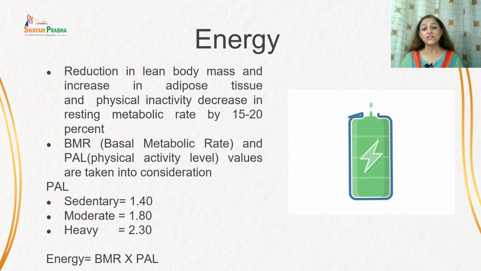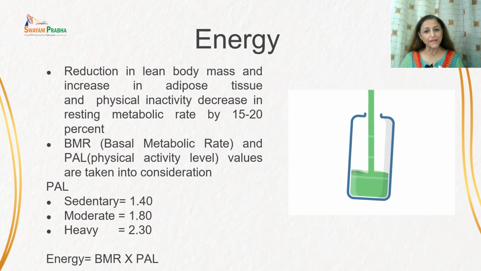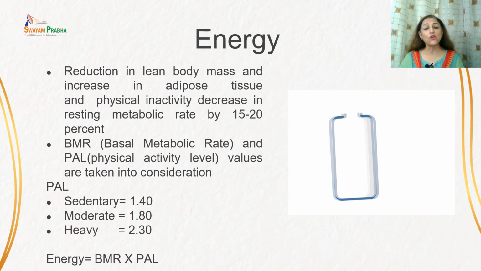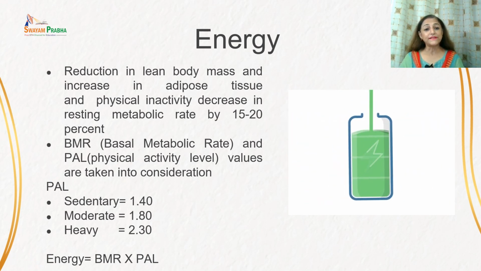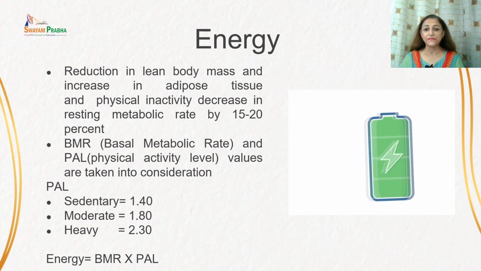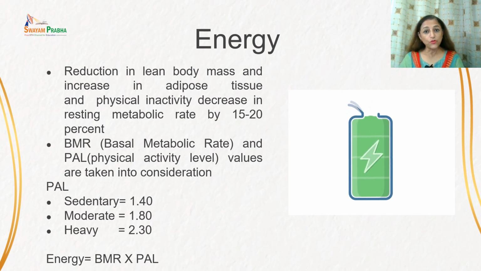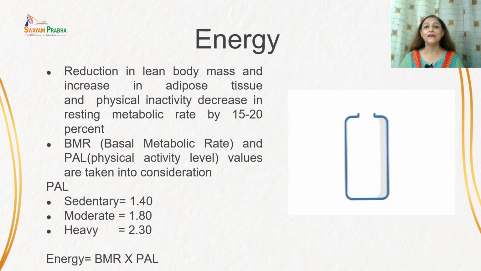Therefore, reduction in lean body mass, that is the muscle mass, and increase in the adipose tissue, and thirdly, decrease in physical activity. These three components will collectively reduce the resting metabolic rate by around 15 to 20%. So how are we going to calculate the energy requirements? We calculate the energy requirement by multiplying the basal metabolic rate with the physical activity level values.